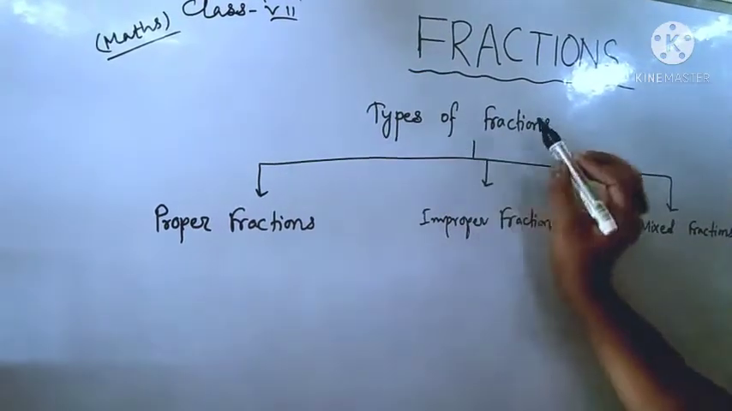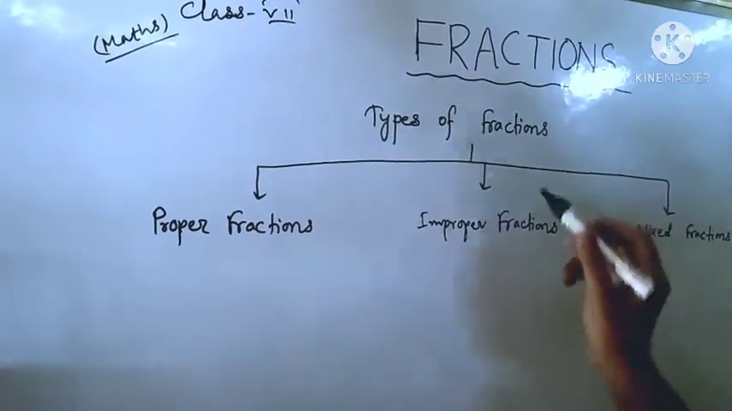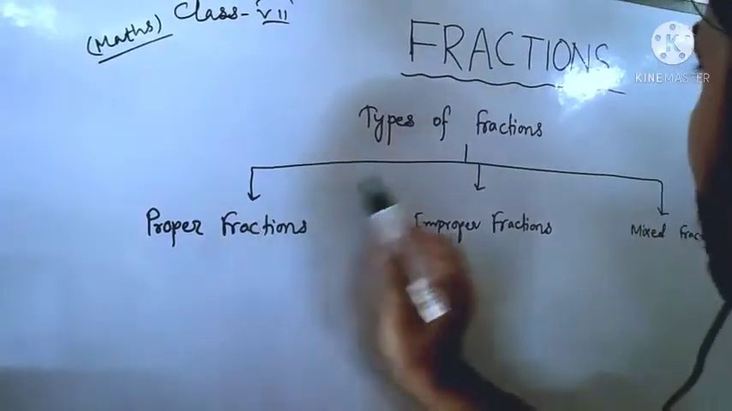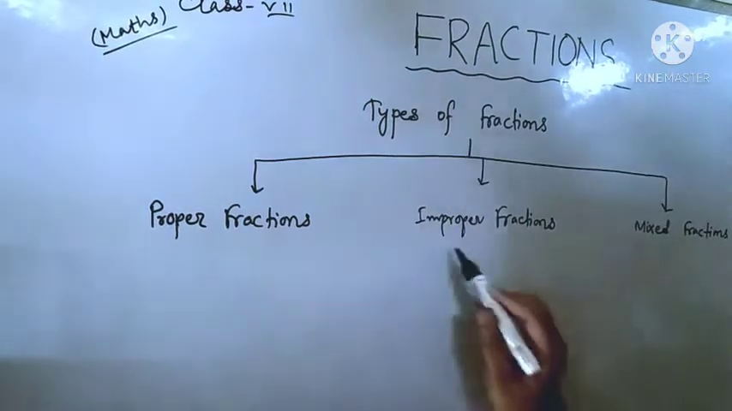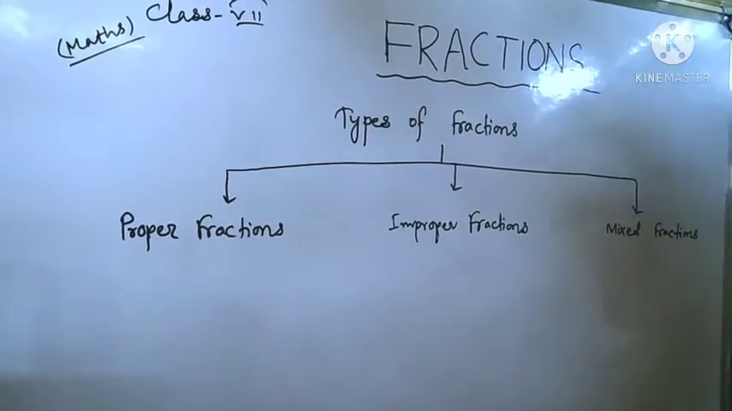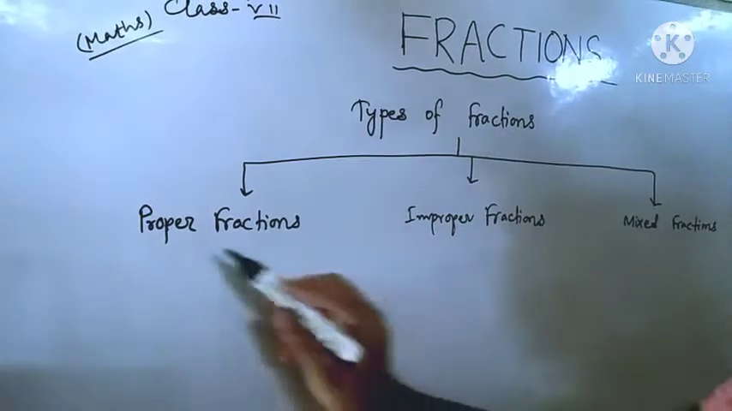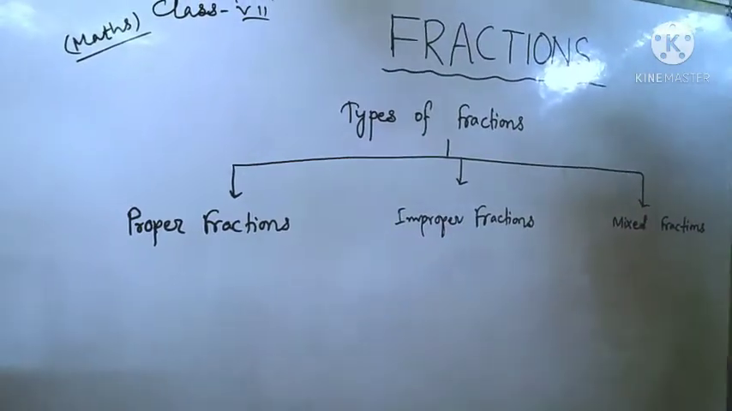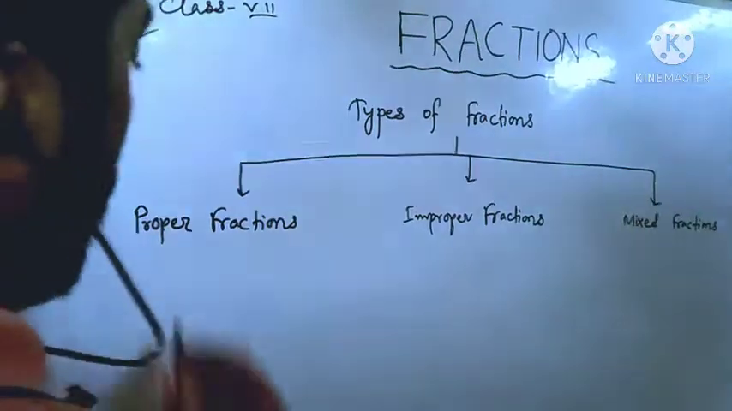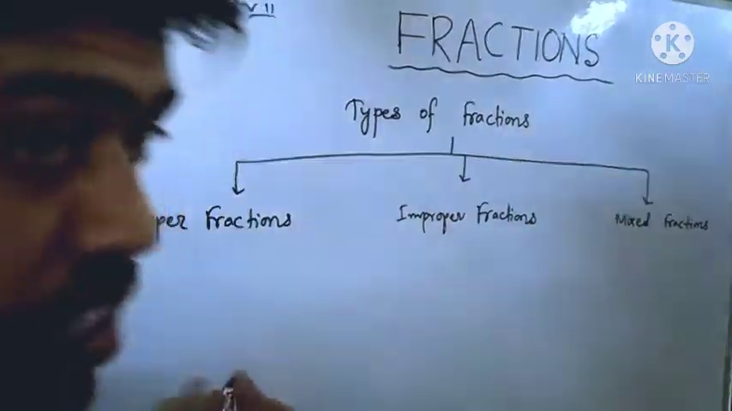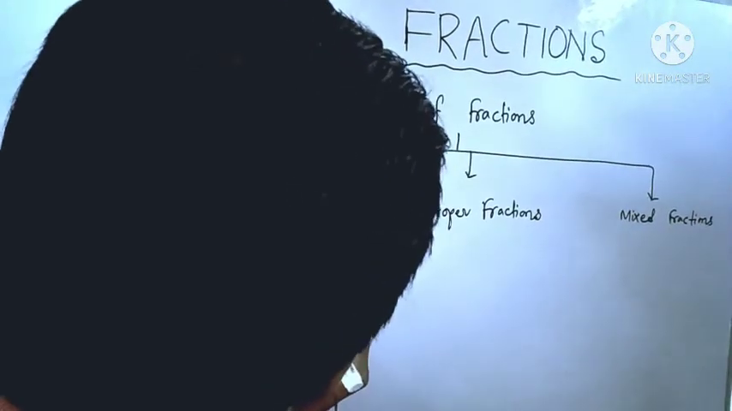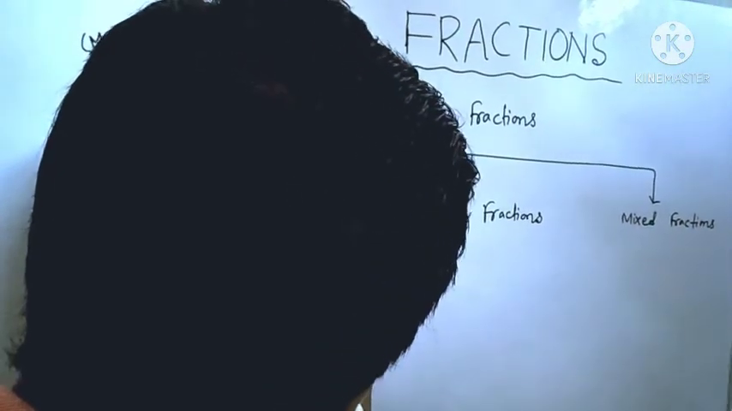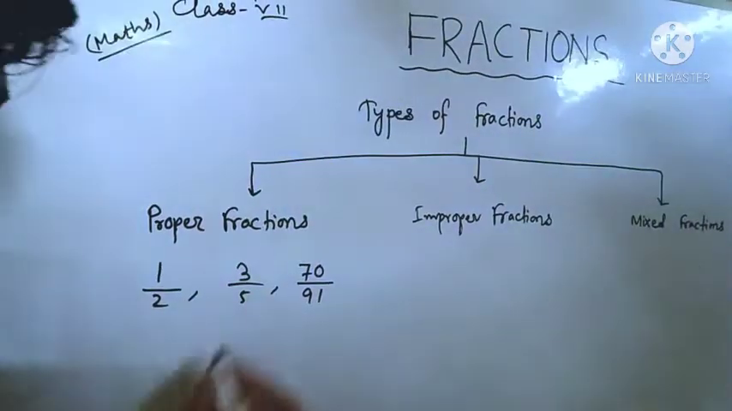Okay. Now types of fractions. That is, how many types of fractions are there? There are 3 main types of fractions: proper fractions, improper fractions, and mixed fractions. So we start with proper fractions. Which are proper fractions? 1 by 2, 3 by 5, 70 by 91. Okay, these are proper fractions.